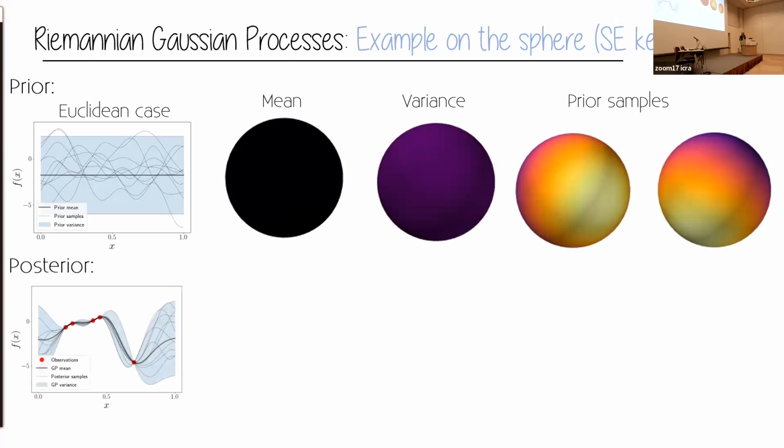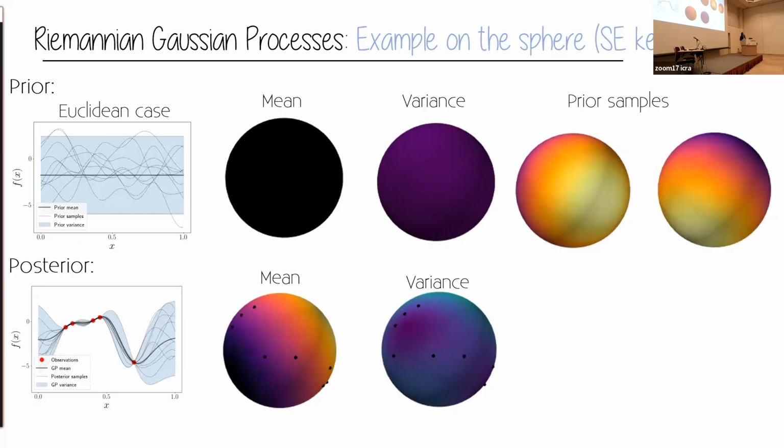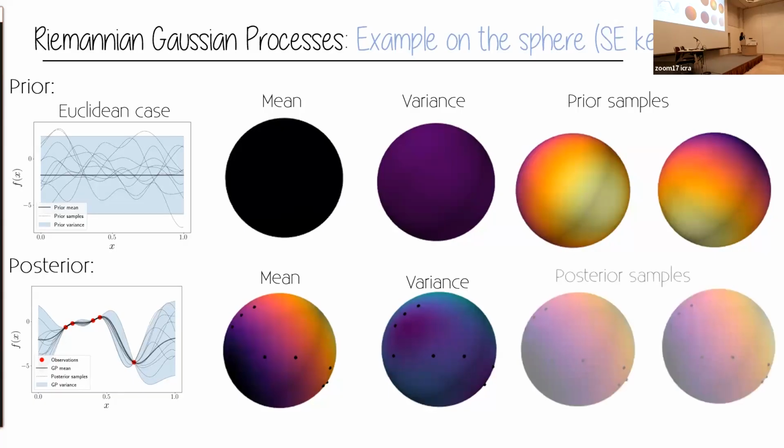And once we have observations, here in red, here in black, the mean of the function changes. We can also compute the variance. So you see that here the color changes when we are far away from the data. Again, we have higher uncertainty far away from the data, and we can again draw posterior samples on the GP. Okay. That was the case of compact manifolds.